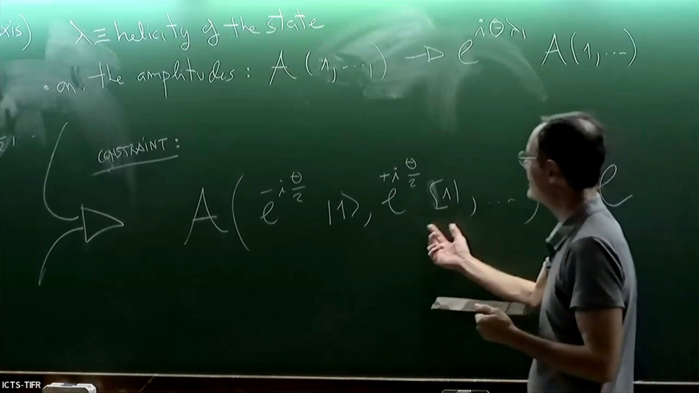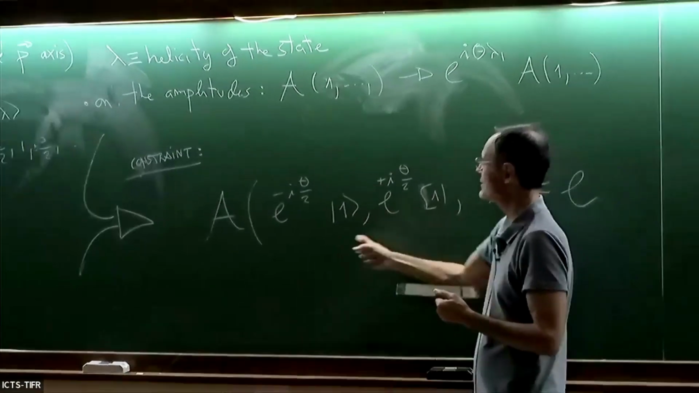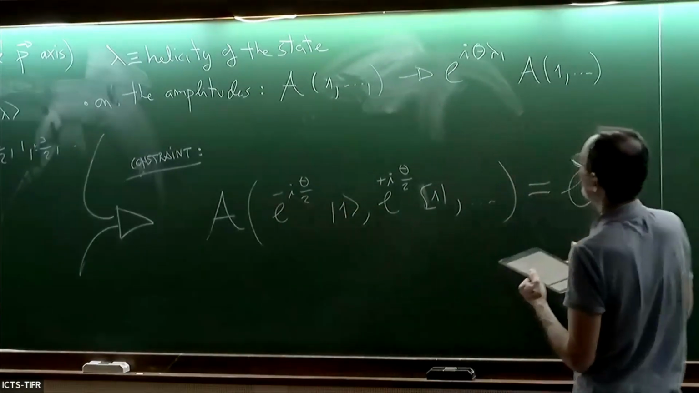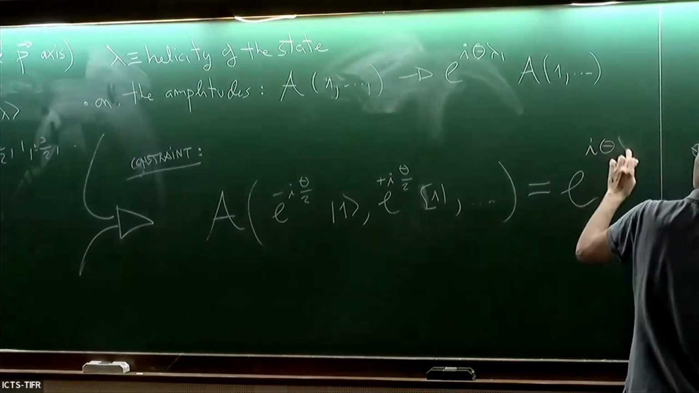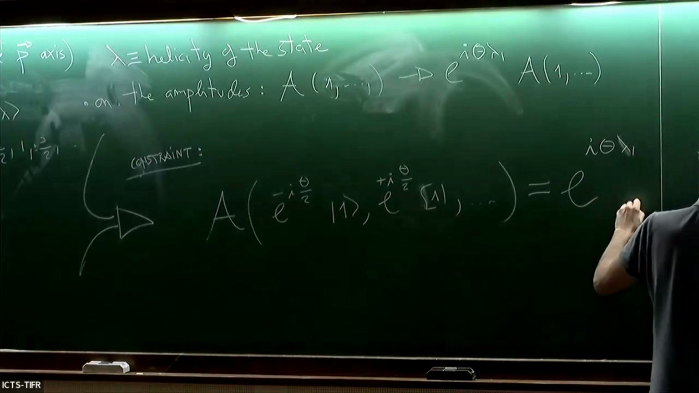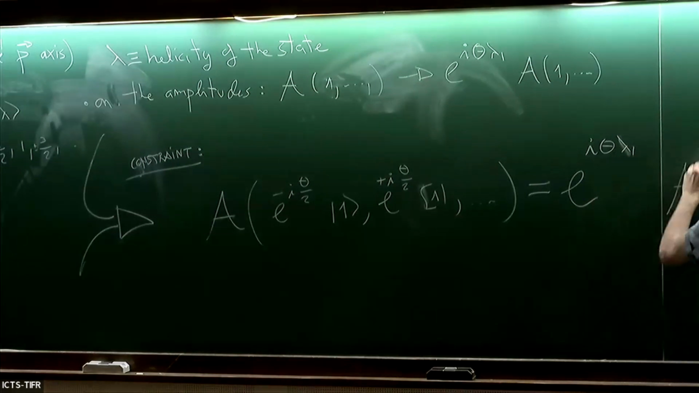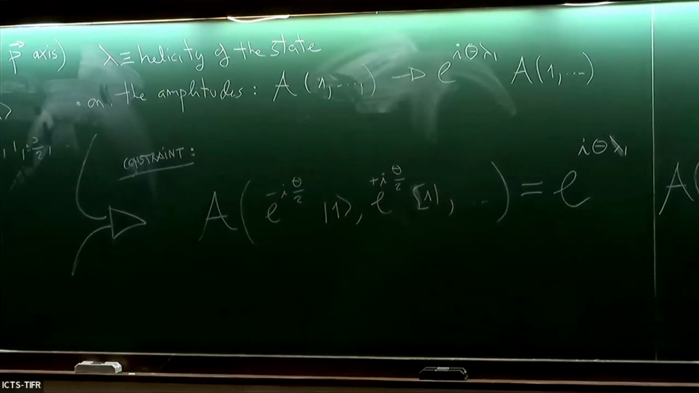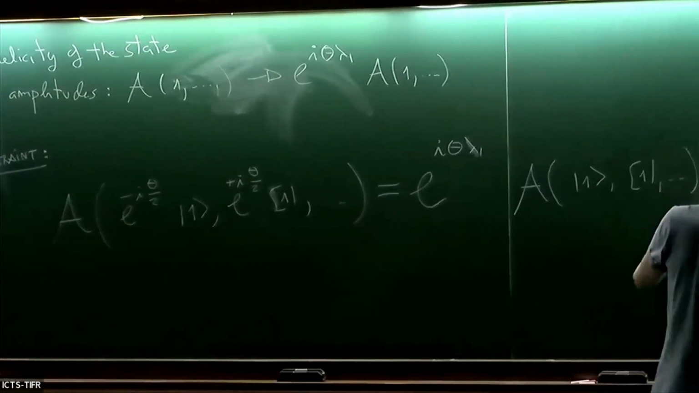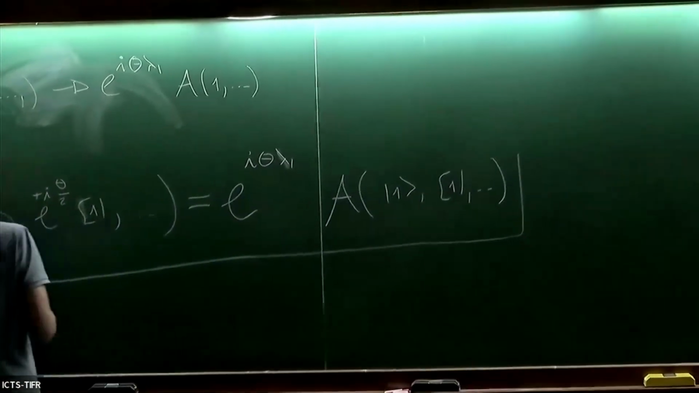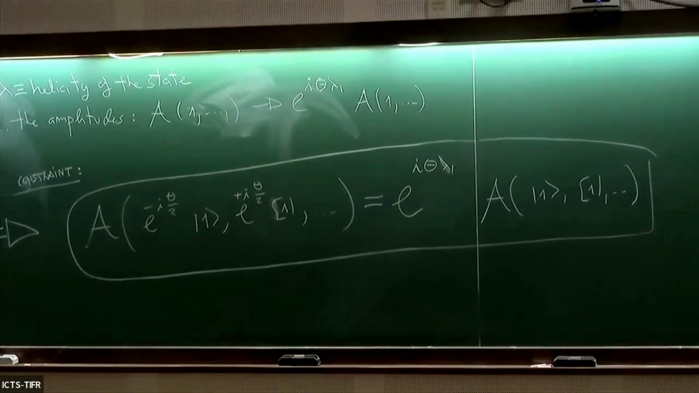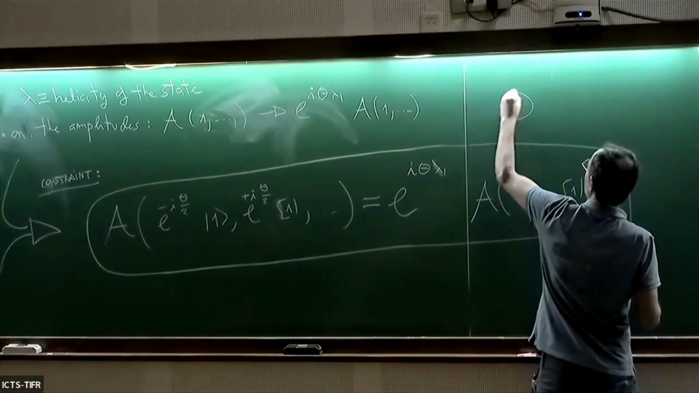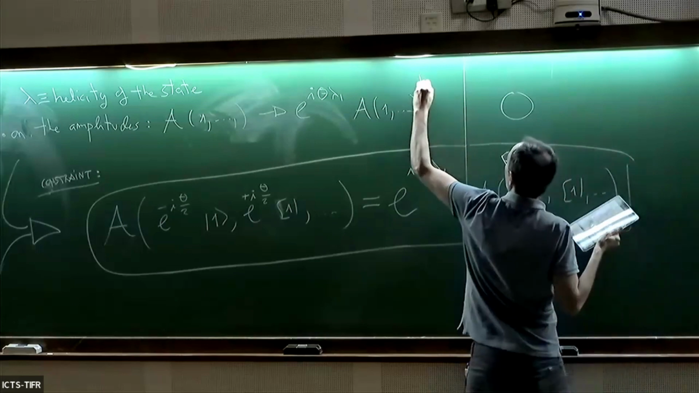So my amplitude, when written as a function of these spinors that transform in this way, has to reproduce this property here. And this will be a very important constraint. Let me make it clear with an example.